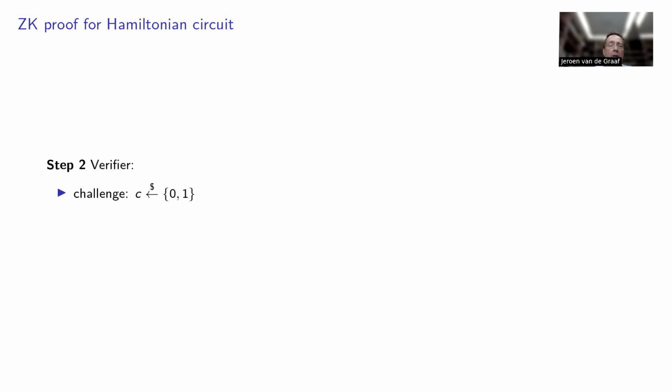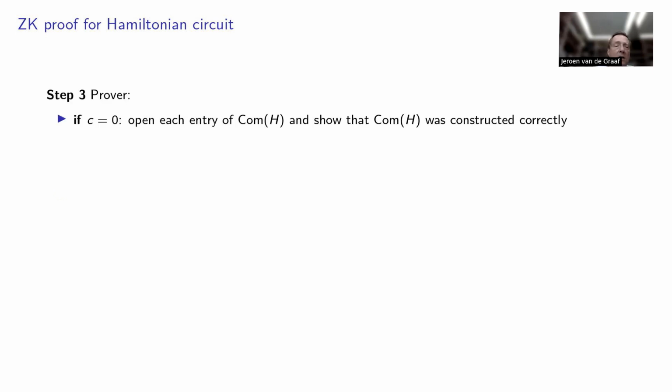Now the verifier is going to flip a coin, as I explained, and the prover gets to see the challenge. If it's 0, then it's going to open each entry of this commitment here. So it's going to open all of this and show the permutation also. And the verifier will check that indeed H was a faithful copy of G.